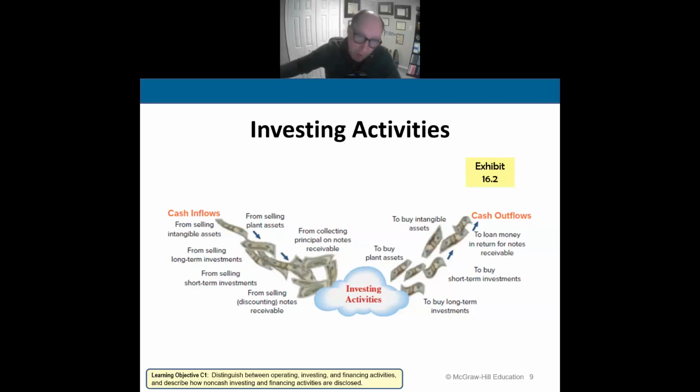Cash going out of the business, we're purchasing property, plant, and equipment, other intangible assets. Maybe we're buying short-term investments, or we're loaning some money, from a note receivable.